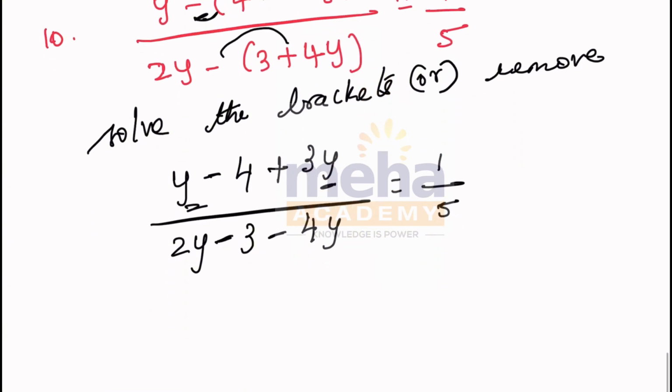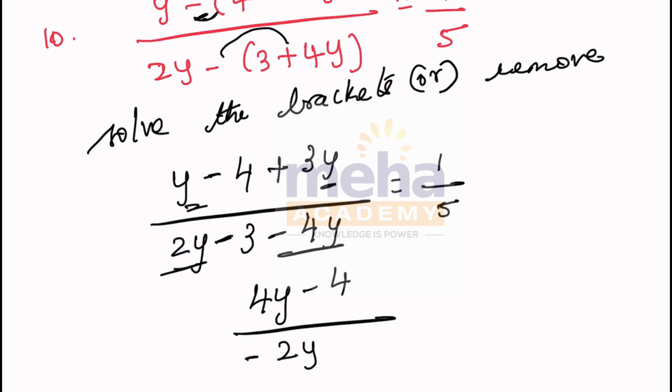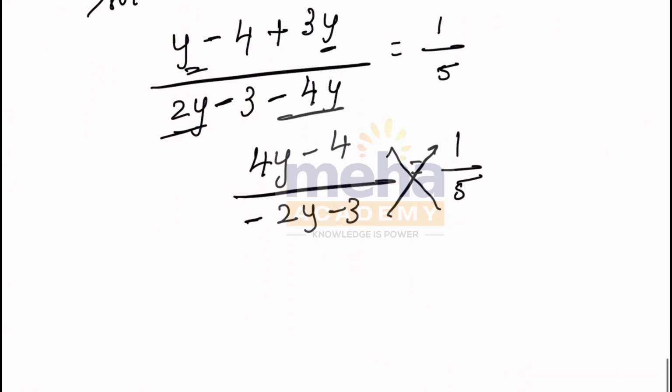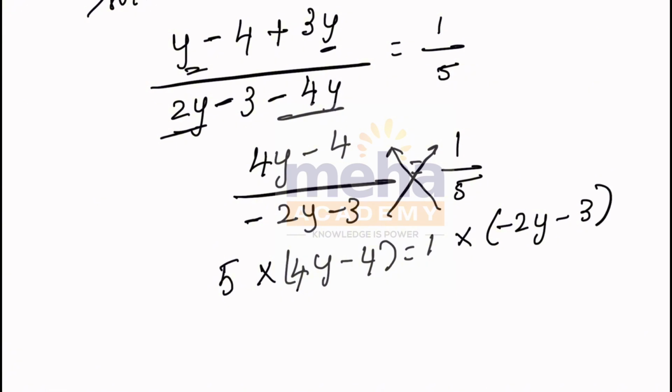Y plus 3y is equal to 4y minus 4 over. Here it is 1 plus number, 1 minus number, 2 minus 4. It is always subtraction. And I give the greater number's sign which is negative. 3 is equal to 1 over 5. Then we have two fractions separated by an equal to sign. And there are no brackets. So it is 5 into 4y minus 4 is equal to 1 into negative 2y negative 3.